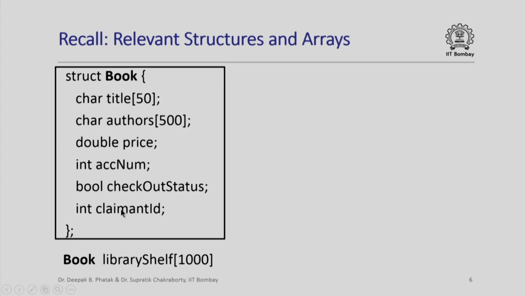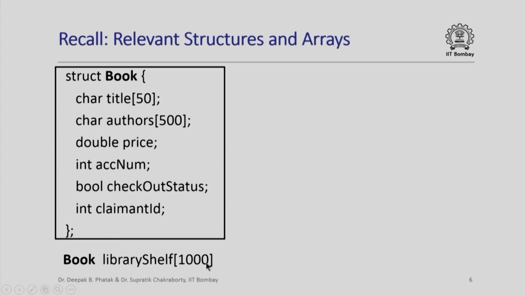We have seen in the previous lectures that a good way of going about writing a C++ program to implement the library information management system is to identify a book object and a patron object, and specifically we are going to implement these objects as C++ structures. So the structure book is going to have different members which are going to store different information about the book, like the title, authors, price, accession number, checkout status and claimant ID, and all the books in the library are basically going to be stored in the array library shelf, which we had decided will have 1000 elements.